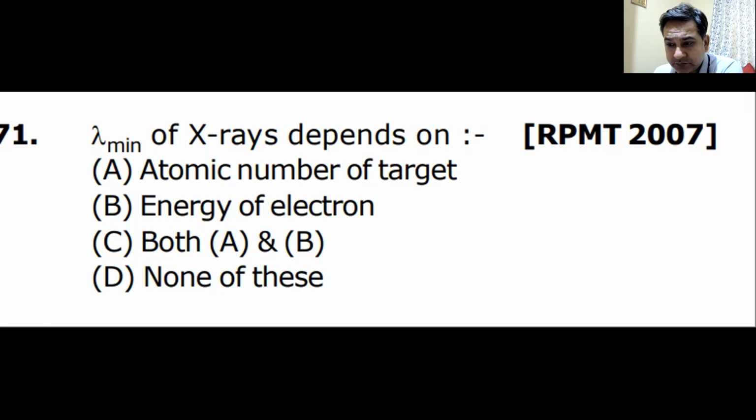Applied potential. What does applied potential do? Does it give us poha and jalebi to eat in breakfast? No. Potential difference does not give us breakfast to eat. It gives energy of the electron. More is the energy, less is the wavelength of the X-rays. Okay. This one.